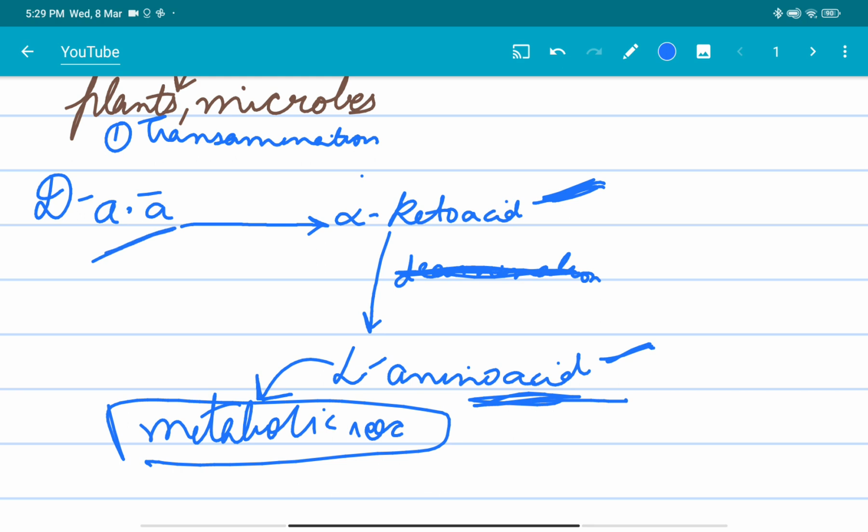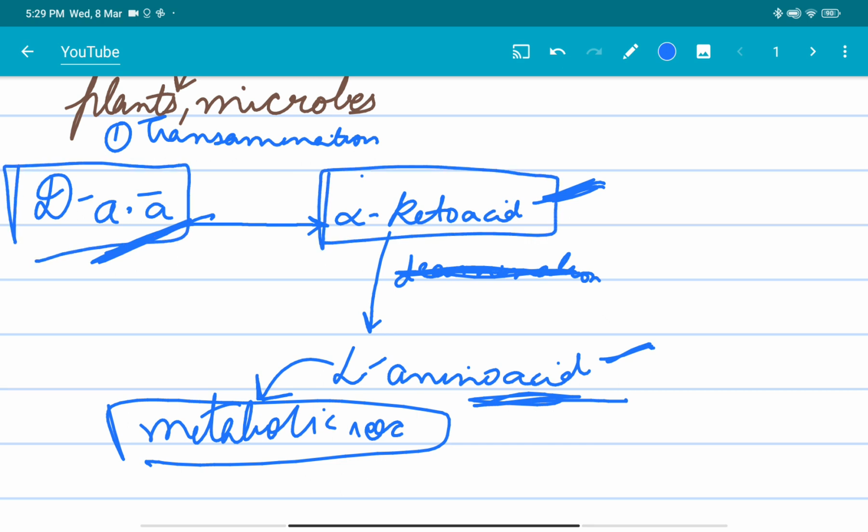Look, the D-amino acid oxidation, or the D-amino acid oxidase enzyme, is very important, as it will initiate the first step, that is the conversion of D-amino acid into alpha keto acid. It is the first step of the conversion of the D-amino acid to the L-amino acid. The enzyme which will initiate this first process is the amino acid oxidase.